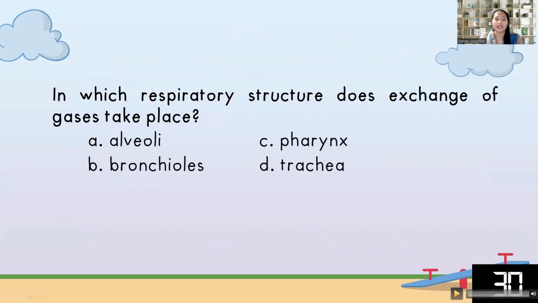Question number 10. In which respiratory structure does exchange of gases take place? A. Alveoli, B. Bronchiole, C. Pharynx, D. Trachea. Please key in your answer on the comment section.